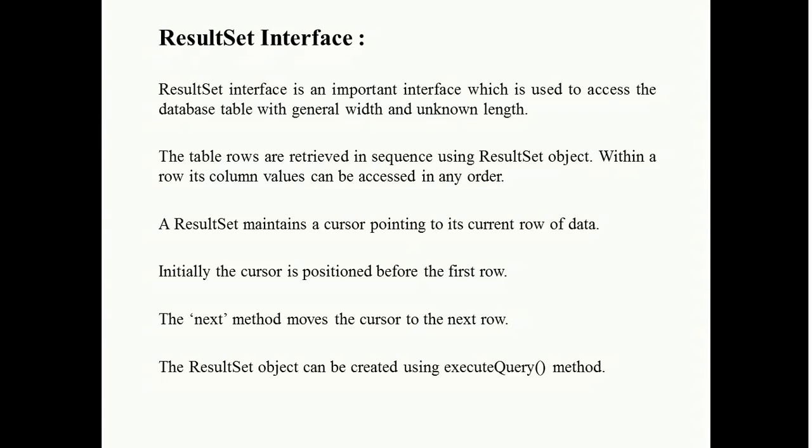So, using the ResultSet object, you can retrieve particular rows. First the cursor points before the first row, and the next method is used to move the cursor to the next row. For that, the executeQuery method is used with the ResultSet interface.